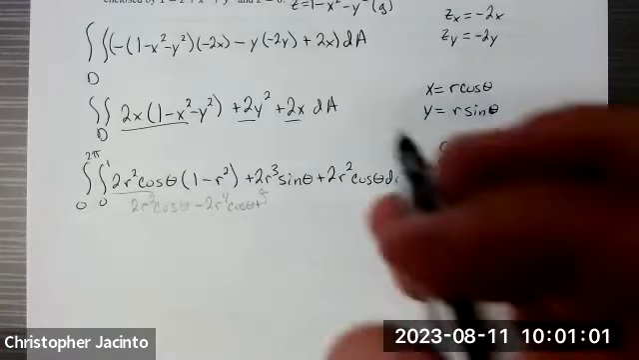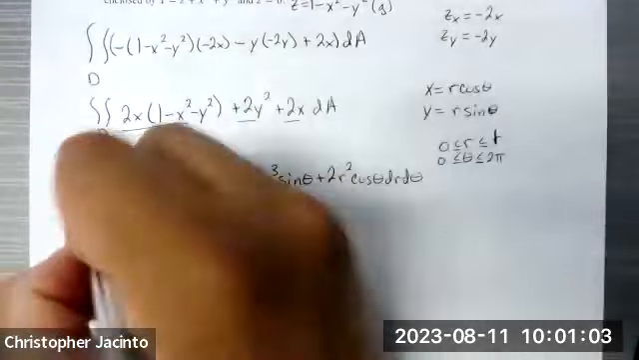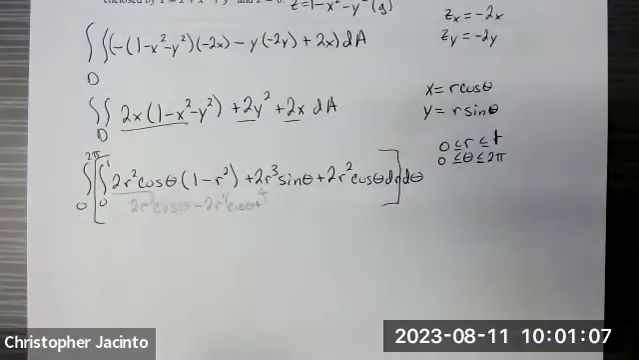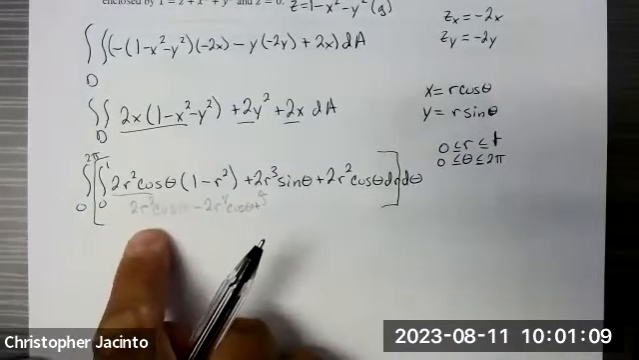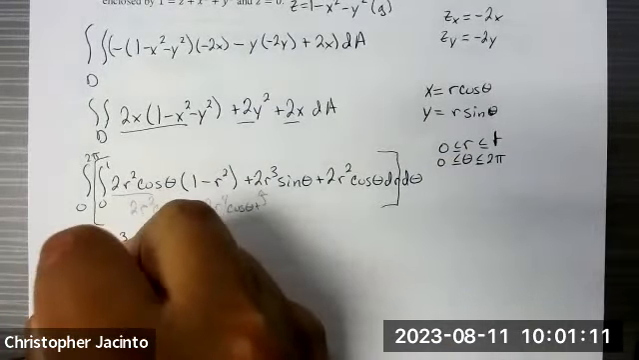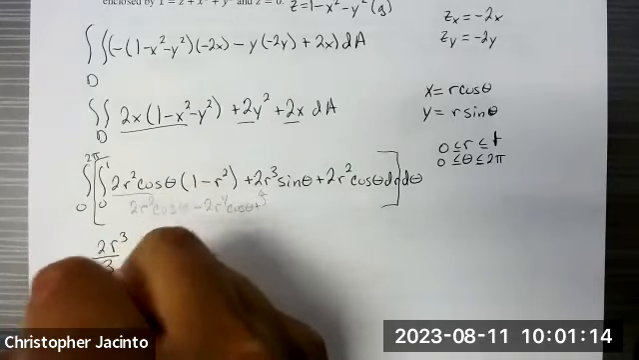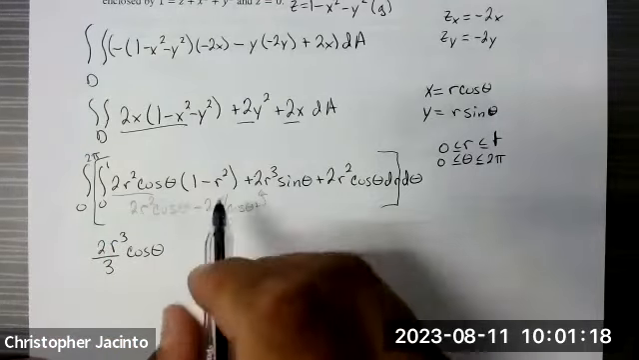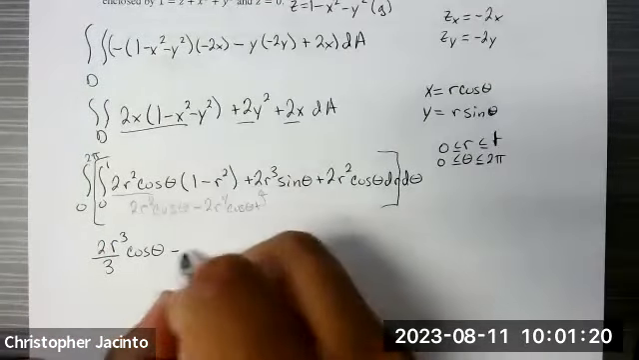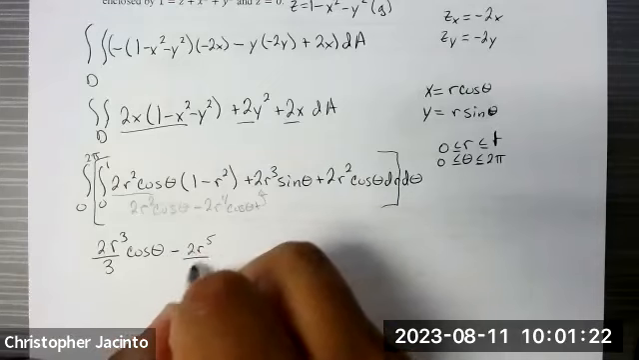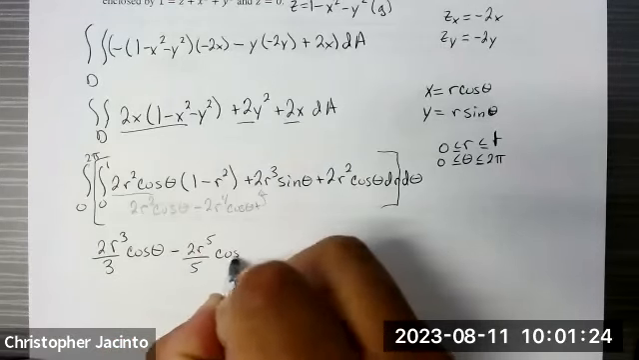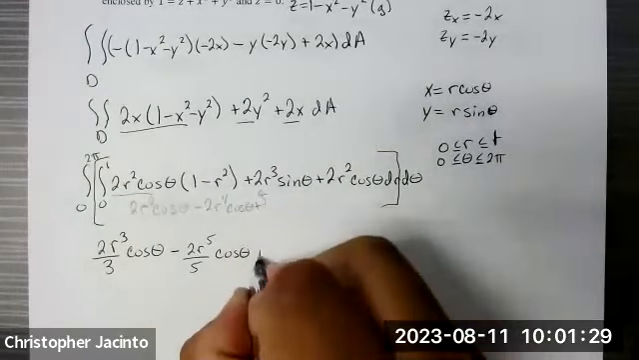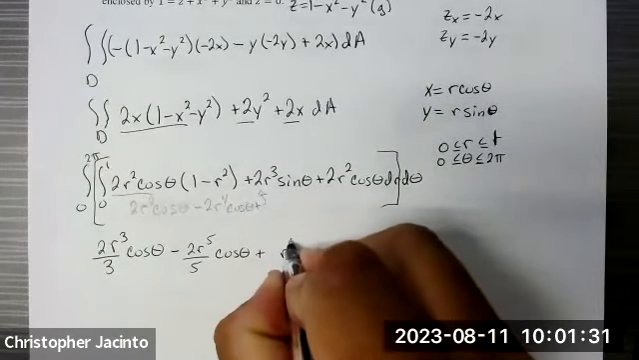Okay. So now I'm going to take the integral with respect to r. Okay, here. Integral would be r to the 3rd cosine theta. Integral here, r to the 5th cosine theta. Integral here, the r to the 4th.